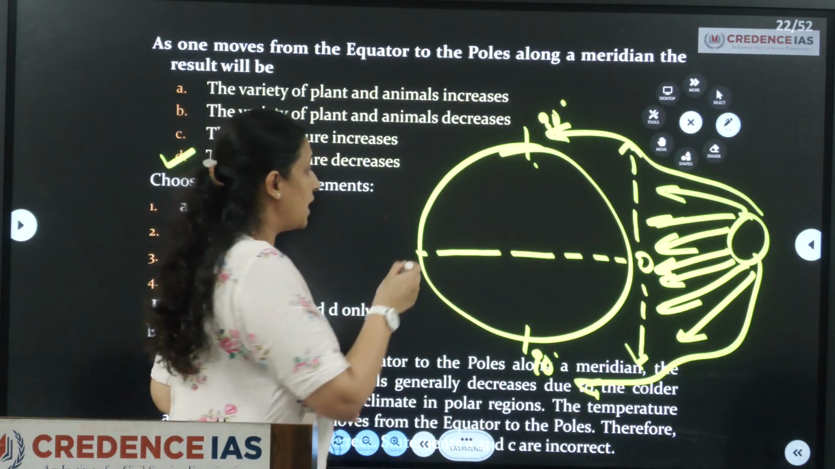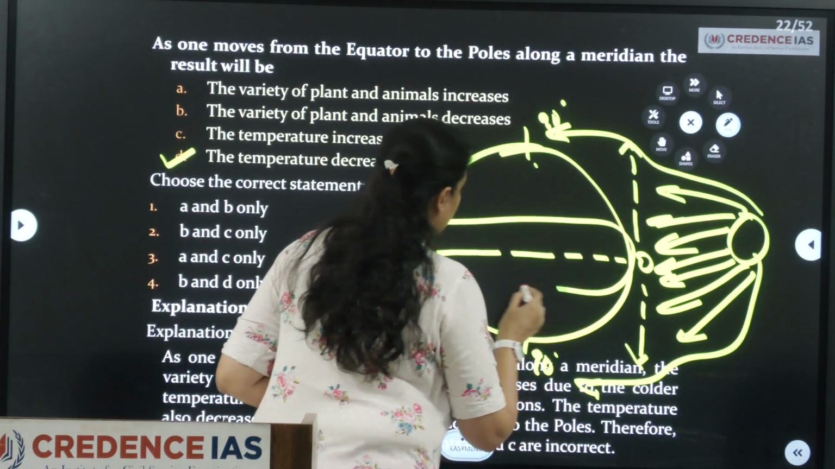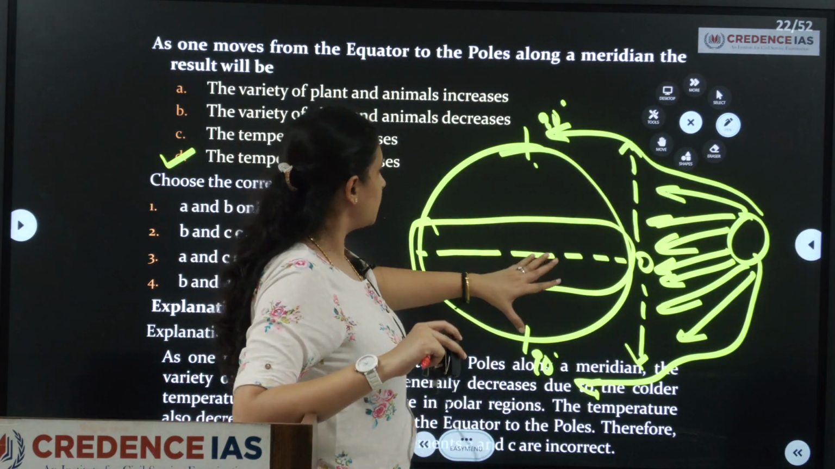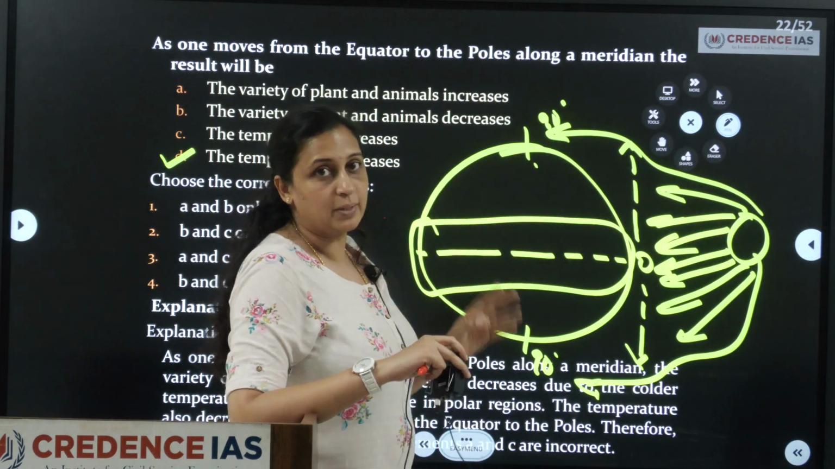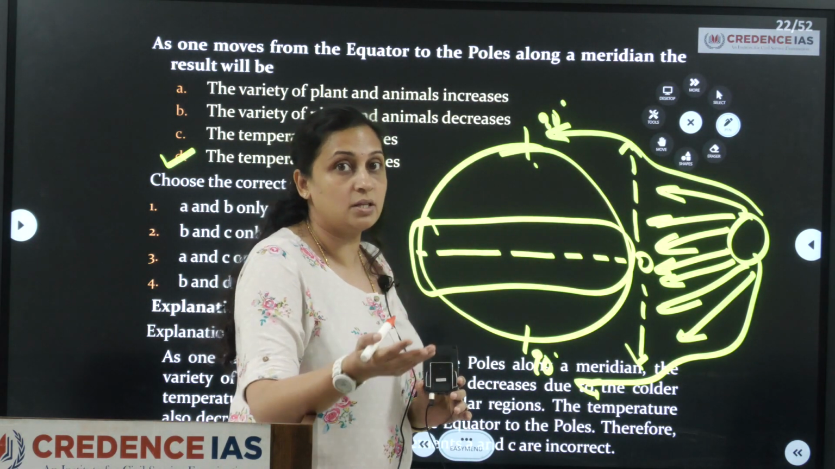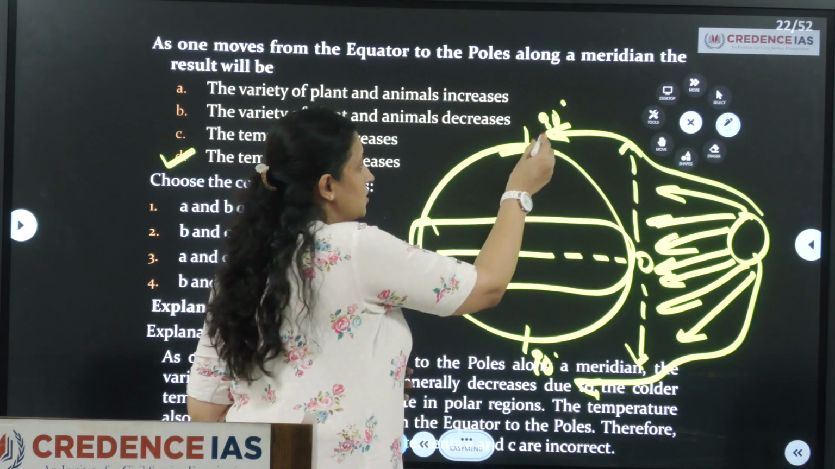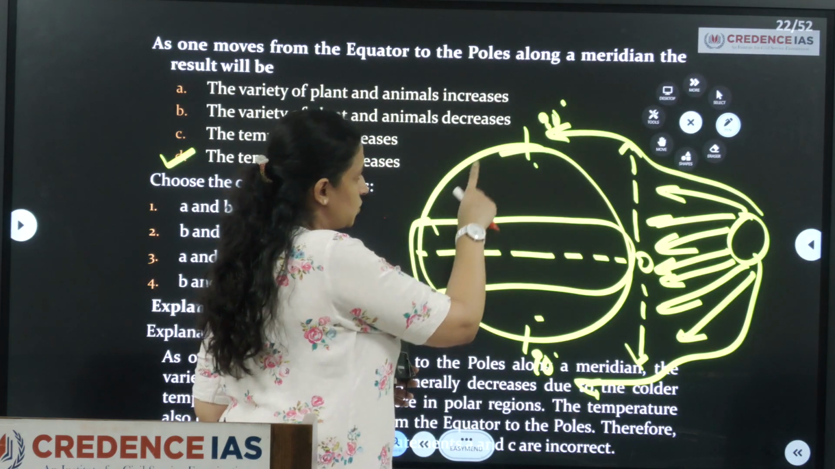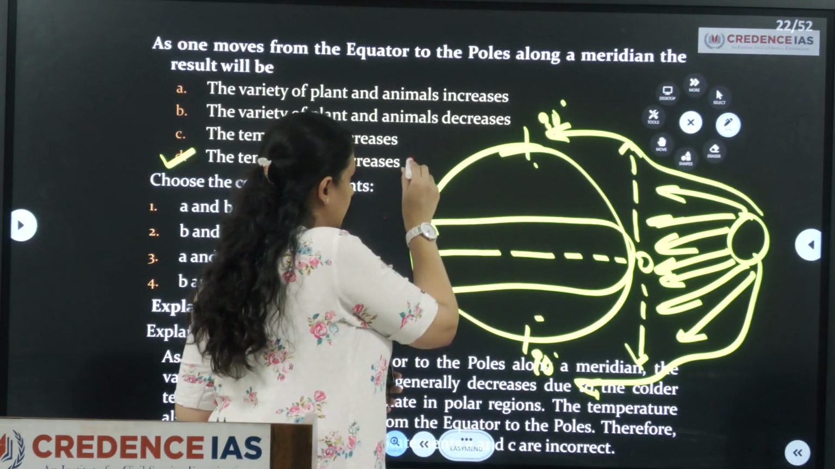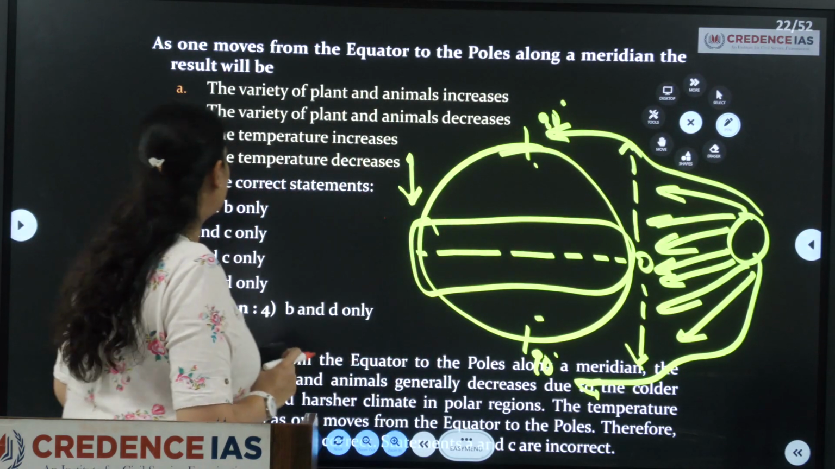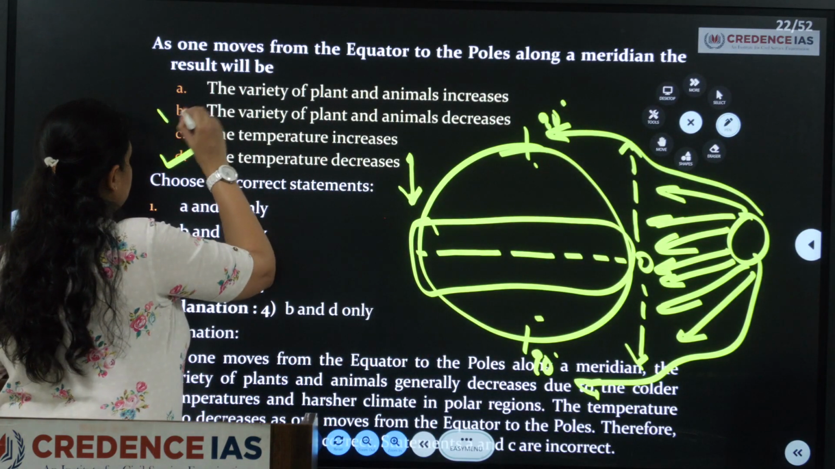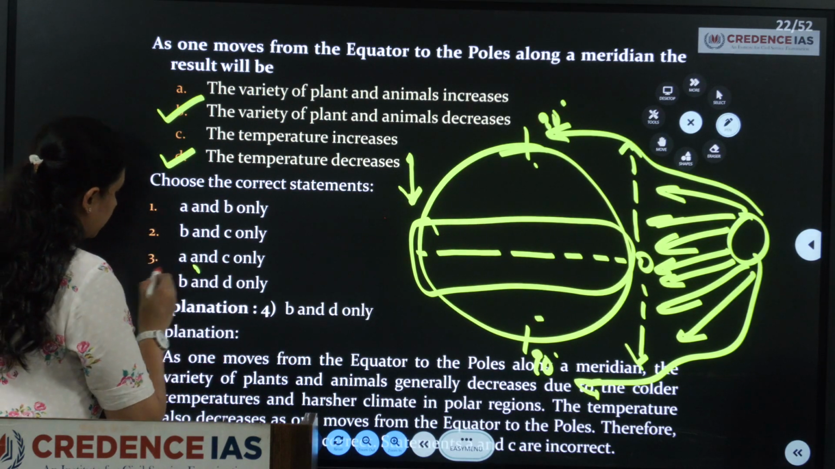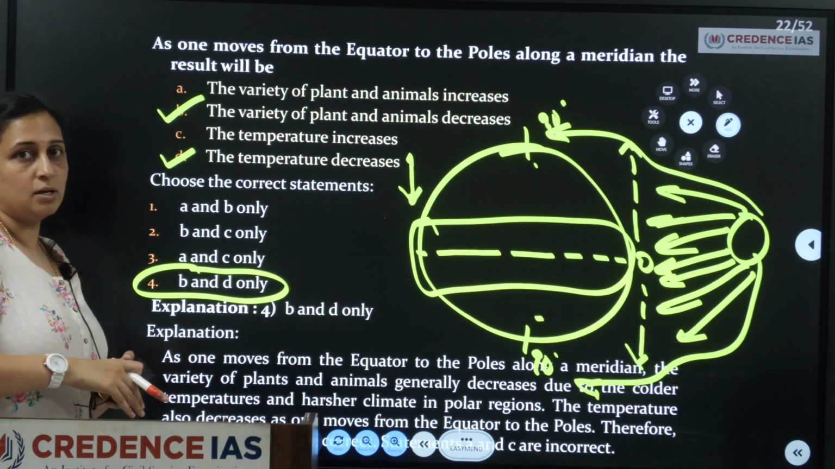Now, does the variety of plants and animals increase or decrease? We all know the equatorial region and the subtropical region are the highly productive regions on earth. As one moves towards the poles, the plant and animal diversity, and even humans, reduces, because in completely polar regions very few humans live. So the variety of plants and animals decreases. So the correct option is B and D only.